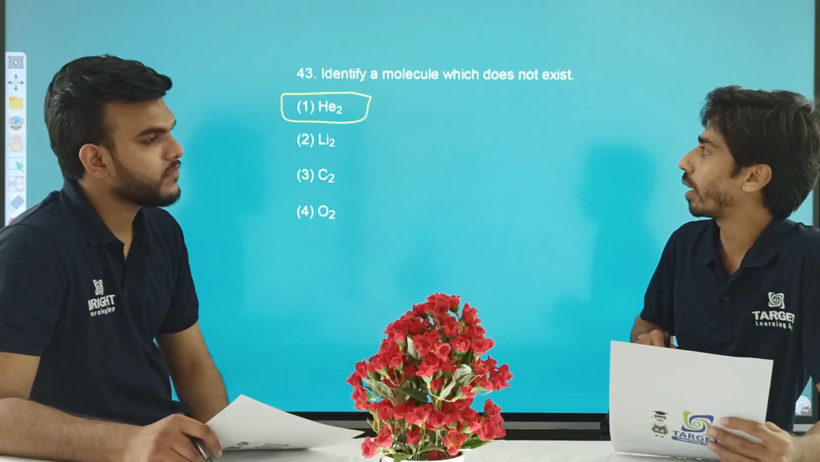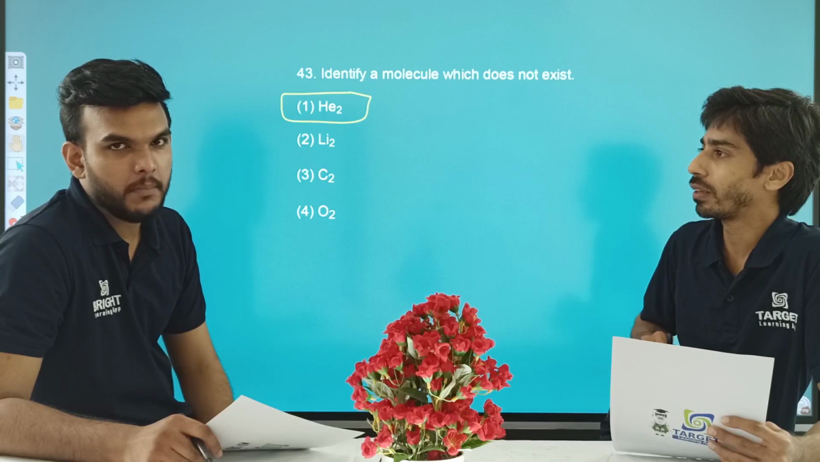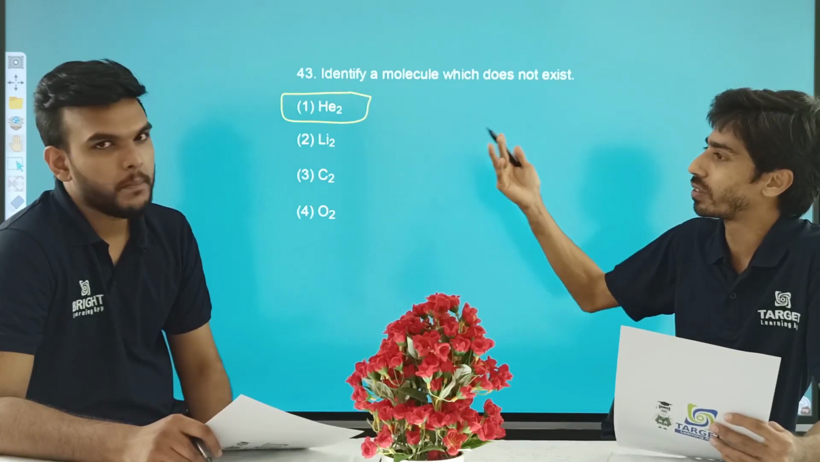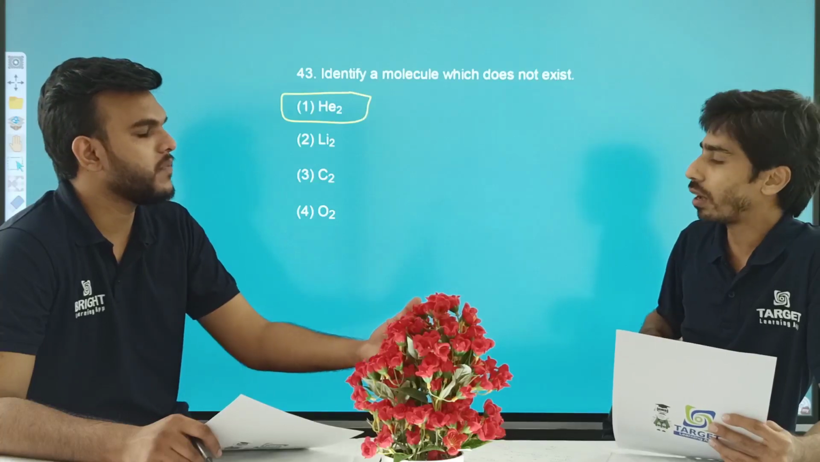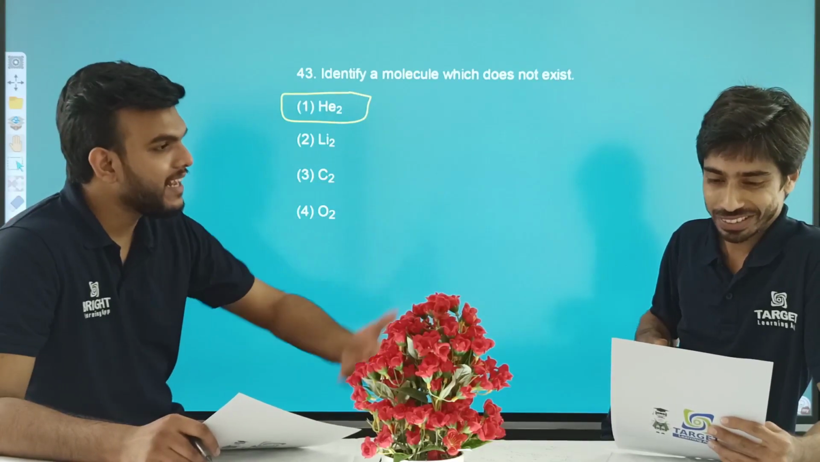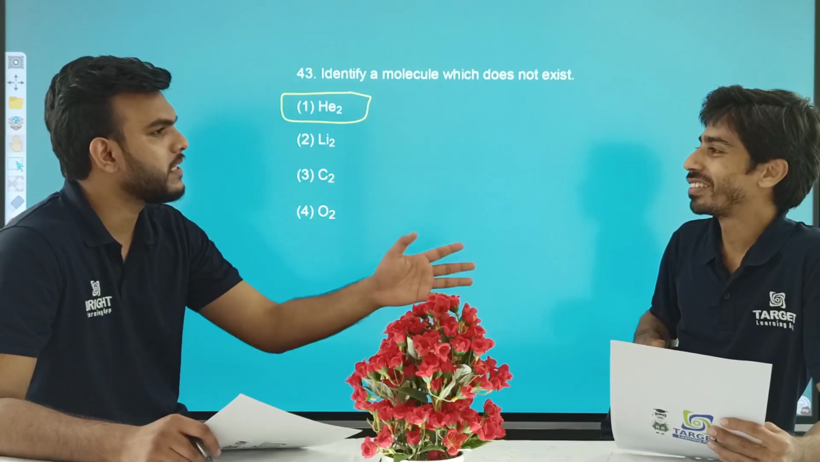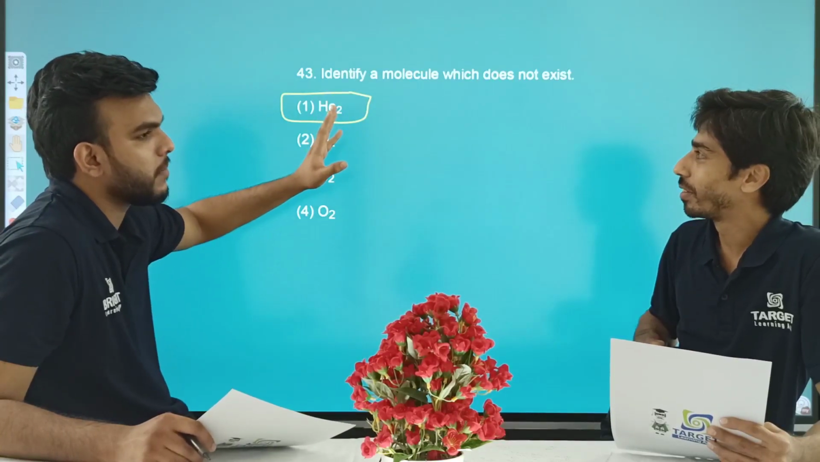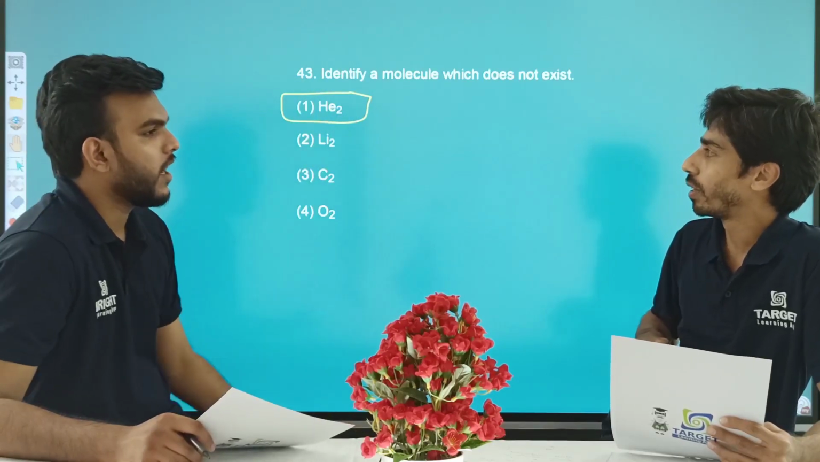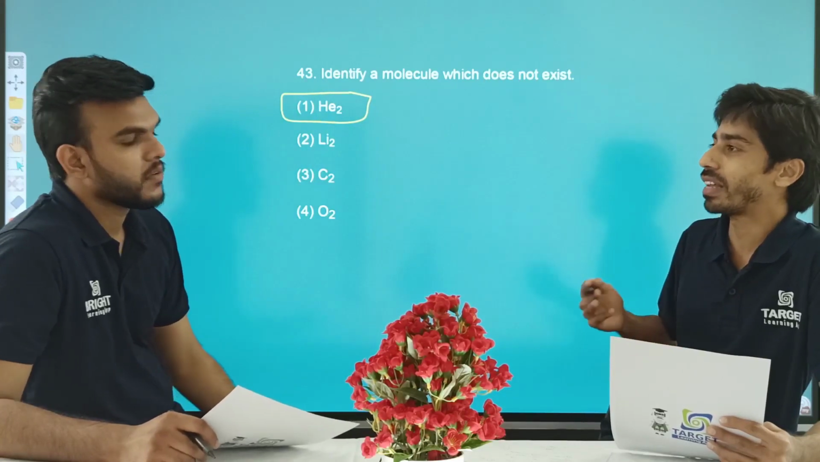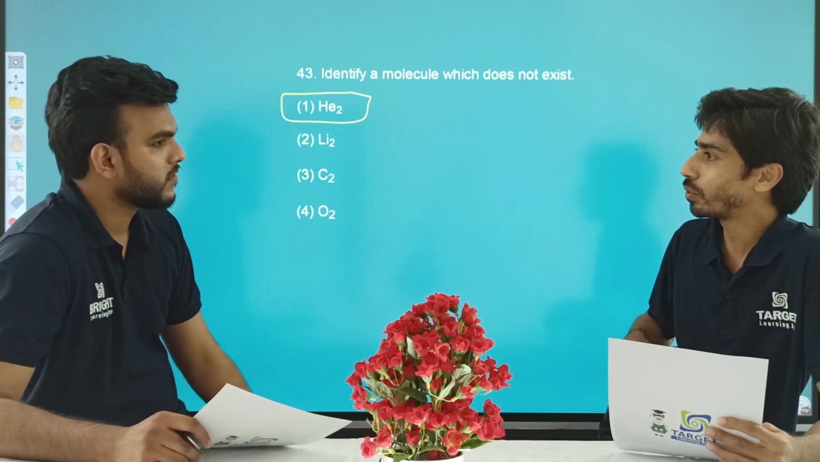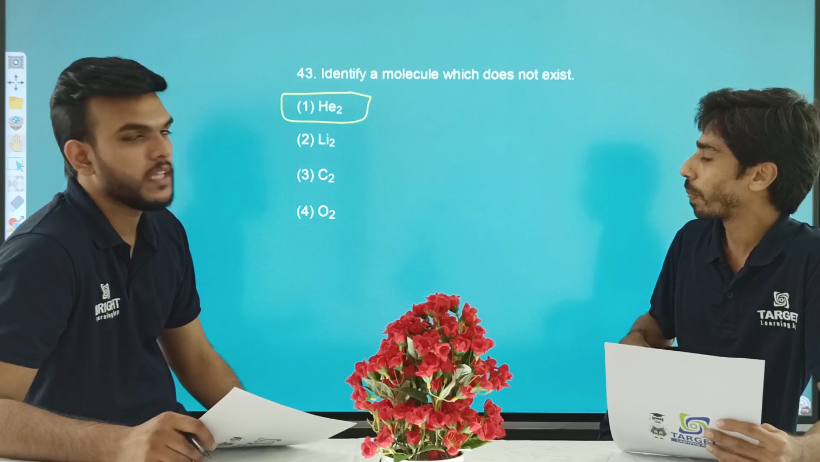They need to calculate bond order as half into (Nb minus Na), but I don't think students will do that because they know the He2 molecule is imaginary. Always in every exam the same question is repeating, and in previous NEET exams from 2013 to 2018 the same question came. Usually it is imaginary, hypothetical. The reason is that its bond order is 0, so it never exists.